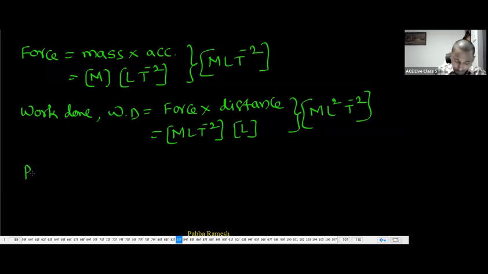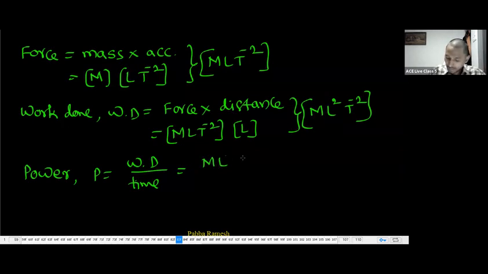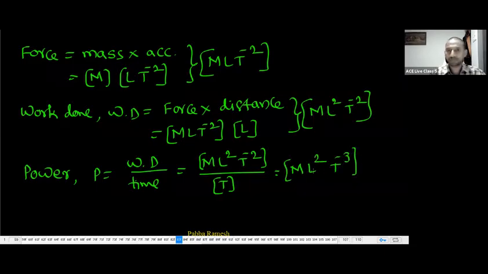What is power? Power is nothing but rate of doing work. Work done by time. What is work done? ML square T minus 2 by time T. What is that? ML square, T minus 3. Clear?